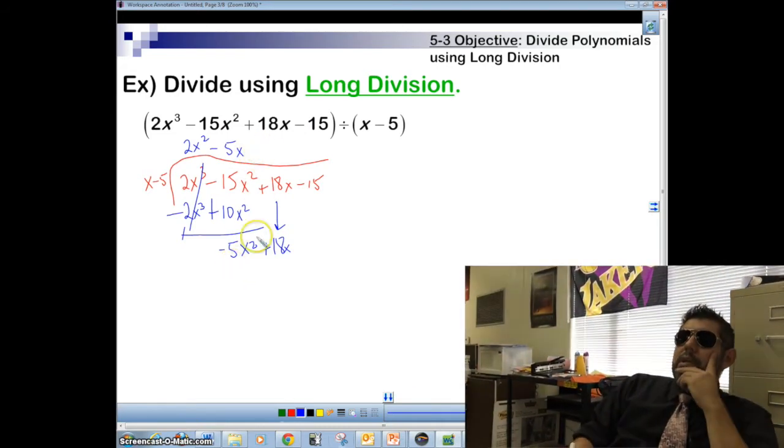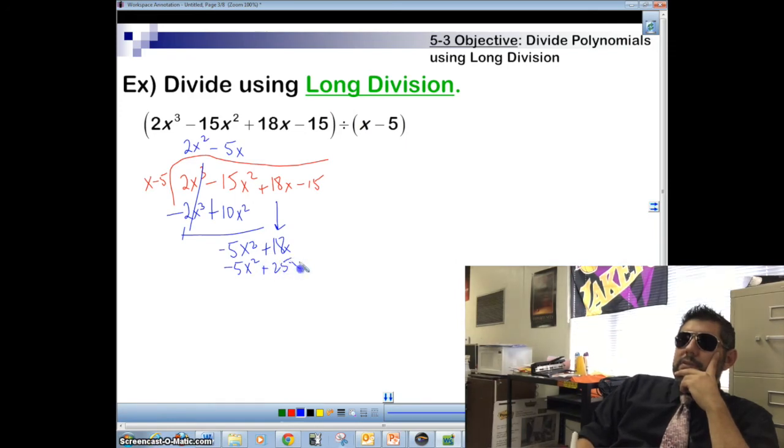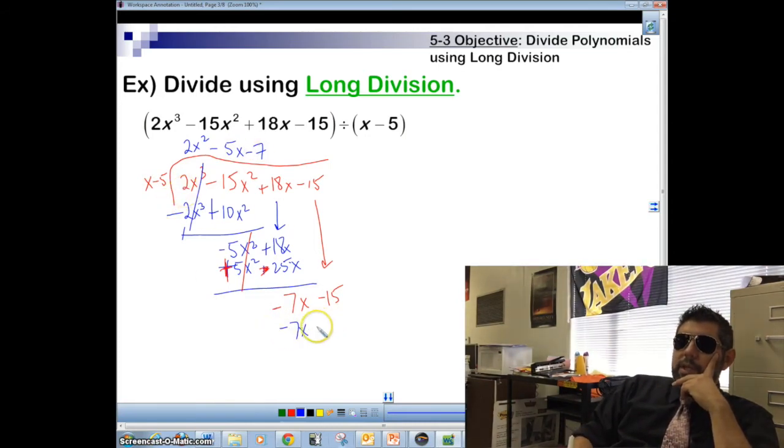Negative 5x times x is negative 5x squared. I tell you, man, these 5s, they kill me. Negative 5x times negative 5 is 25x. Change the sign, and that's going to give me negative 7x. Bring down the 15. So my last one here is going to be negative 7. Negative 7 times x is negative 7x. Negative 7 times negative 5 is positive 35.